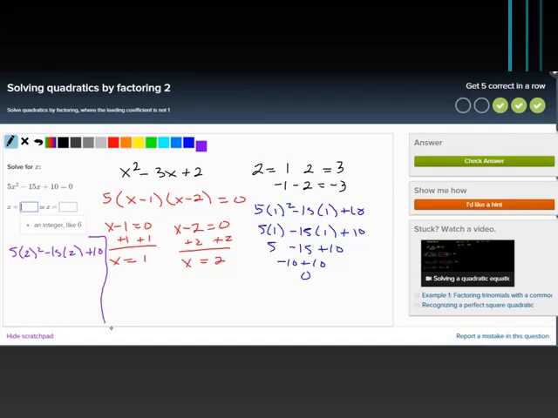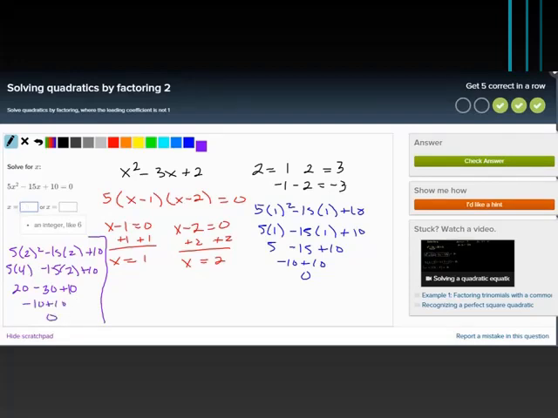So 2 squared is 4, so 5 times 4, minus 15 times 2 plus 10. 5 times 4 is 20. 15 times 2 is 30 plus 10. 20 minus 30 is negative 10 plus 10. That does give me 0.